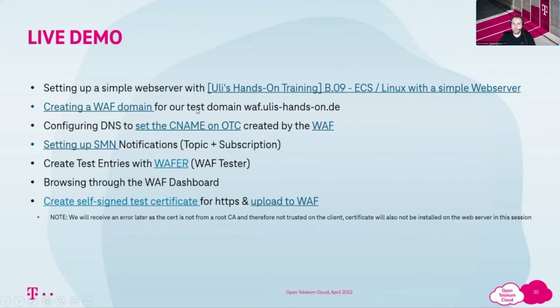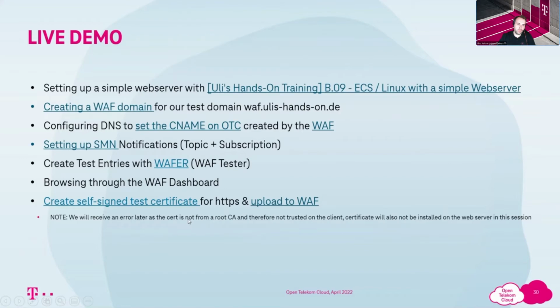Then we will create a WAF domain. We already have a domain which we can configure. It's also a domain from Uli, so thank you, Uli, for that. Then we will create a CNAME for the DNS to change the traffic flow to the WAF. Then we will set up notifications just to see how they look. Then we will create test entries, meaning we use the WAF tester to put some sample attacks on our web page and see how the notifications and the dashboard look. Later on, we will also create a self-signed certificate to see how HTTPS on the WAF would look.